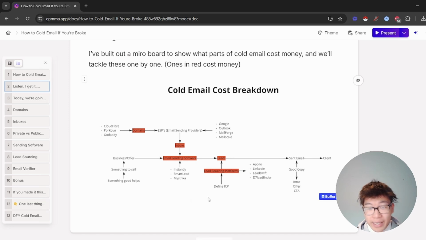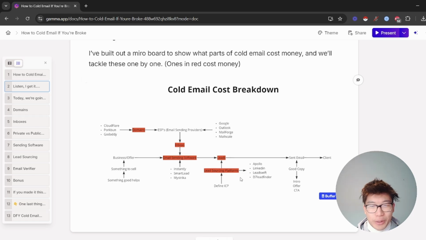And then lastly, there's the lead section. So lead sourcing platforms, you're talking Apollo, LinkedIn, LeadSwift, D7, all of these platforms or databases where you can get leads from. And truthfully, you can use them. They're actually very good. But I'm going to be showing you how to get them for pennies on the dollar, where you can get 1,000 leads for $1.50, and I'll show that in this as well. So let's get right into it.